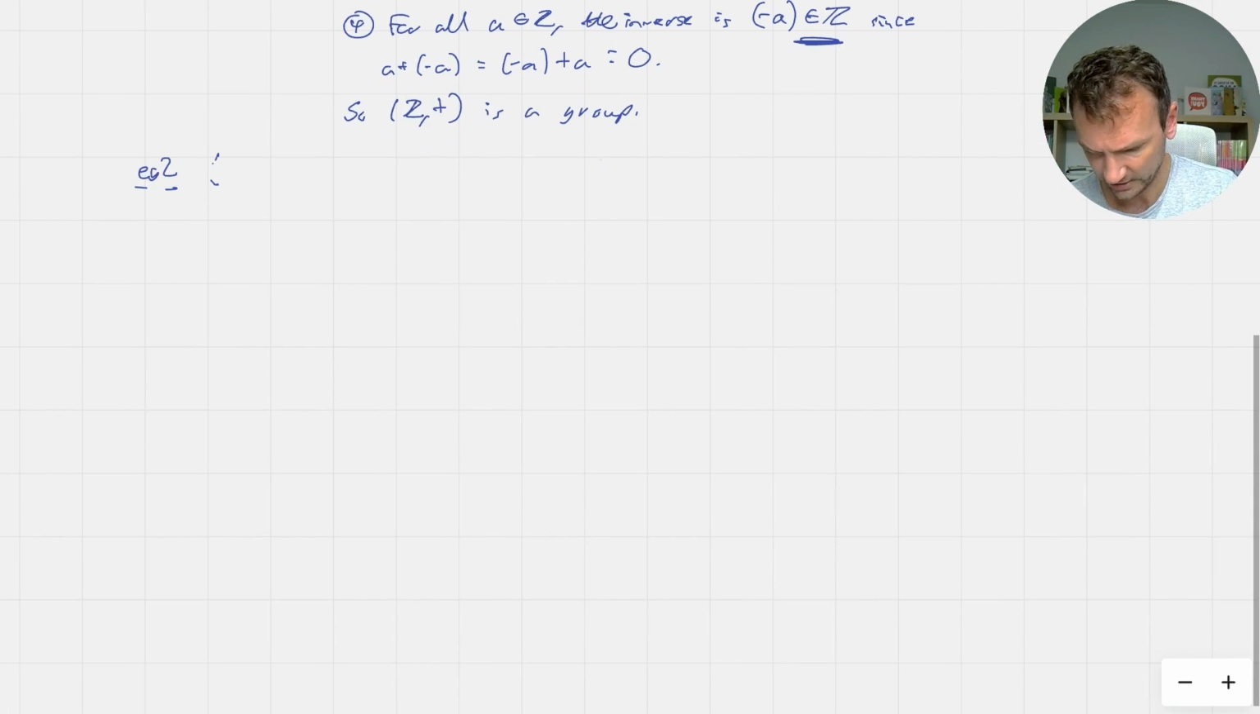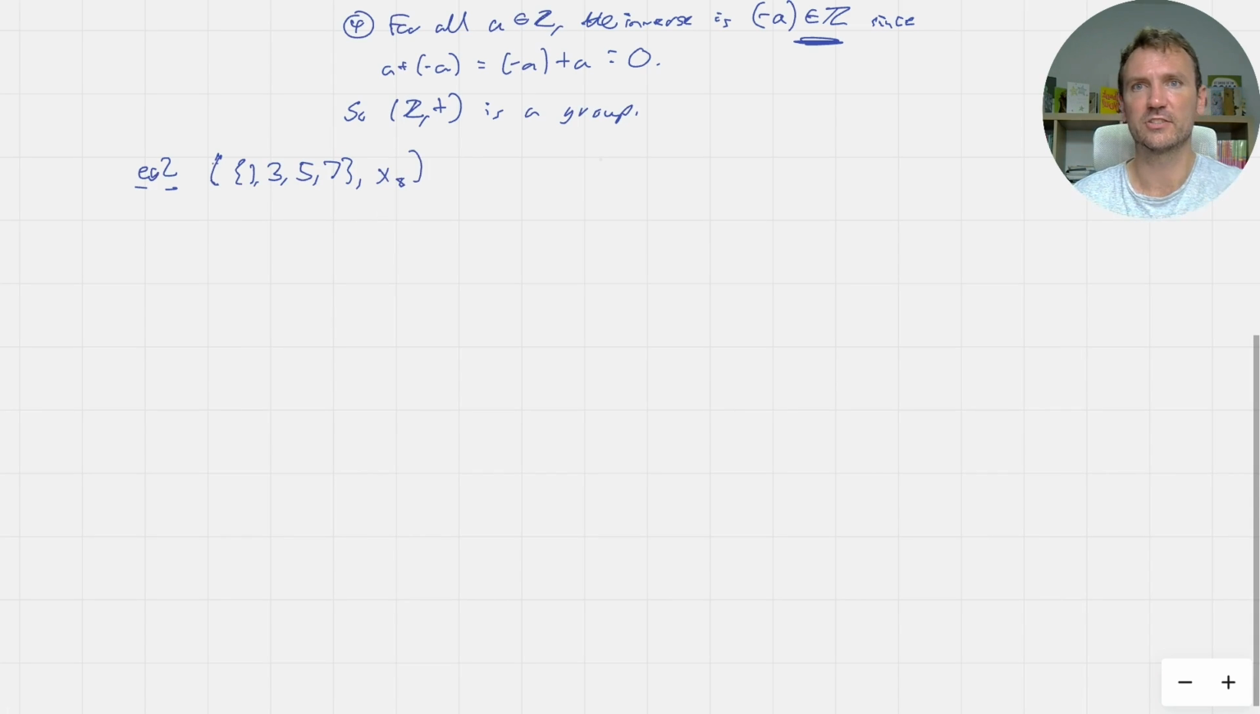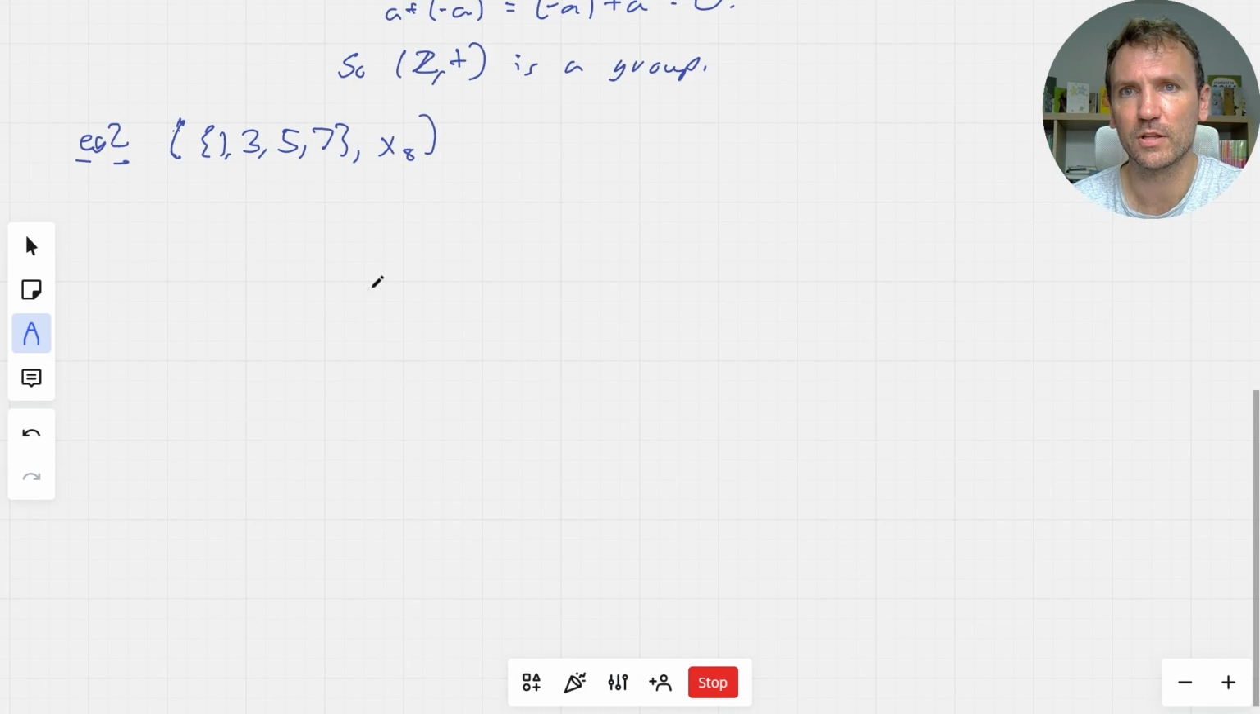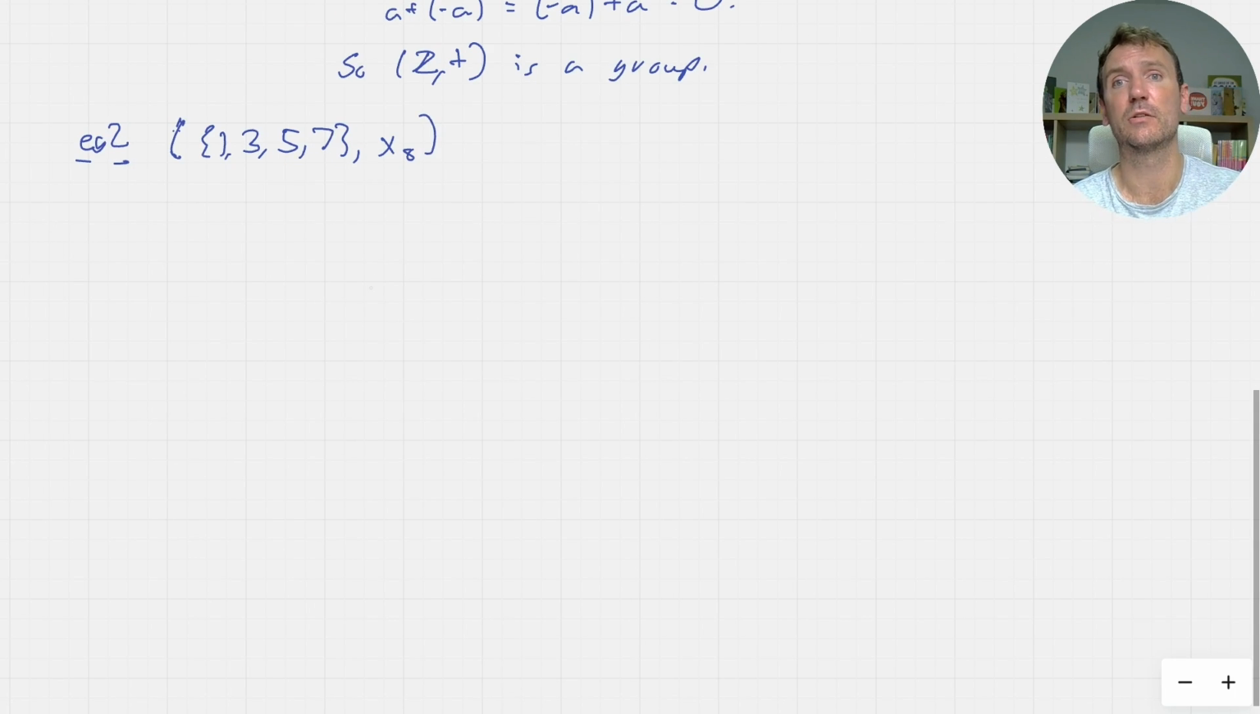So I'm going to take the set. This time I'm going to take a finite set, the numbers 1, 3, 5, 7. And the operation I want to do is multiplication modulo 8. So as a reminder from the last video, what this means is we're going to multiply our numbers and then we're going to take the remainder when we divide our answer by 8.